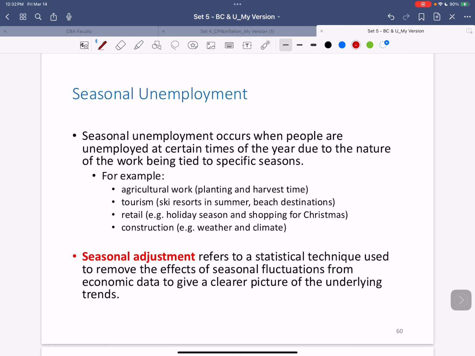Seasonal unemployment occurs when jobs are only available during certain times of the year. Examples include ski resorts closing in summer, agricultural workers being employed only during harvest season, and retail jobs increasing during the holiday season. Economists use seasonal adjustment techniques, as I said earlier, to remove these fluctuations when analyzing the employment data.